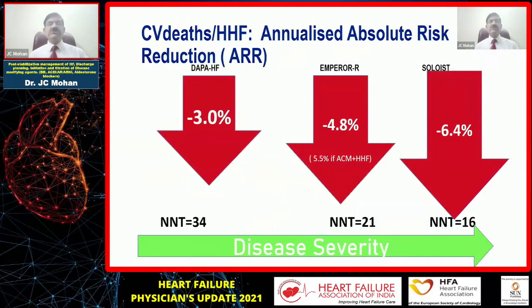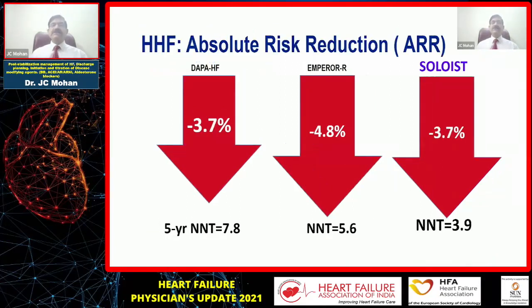Again, looking at these trials, which are DAPA, EMPEROR-Reduced, and SOLOIST, you will see that the annualized absolute risk reduction is maximum in patients who have been given the drug pre-discharge or immediately after discharge, as in the SOLOIST study, and the number needed to treat is 16, which is very, very impressive. In a similar way, if you look at the 5-year NNT in patients who had stabilized heart failure, as in the SOLOIST-WHF study, very impressive data: 4 patients are treated for 5 years to prevent 1 absolute primary endpoint.